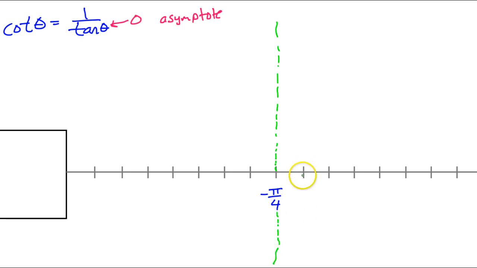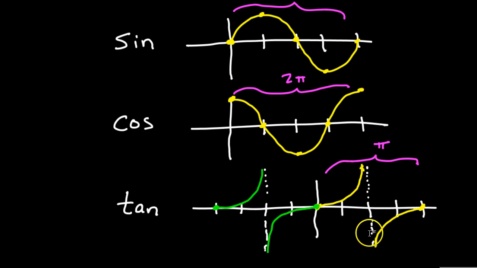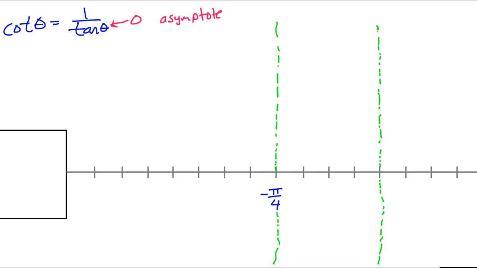Okay, and if I count over 4 spaces, 1, 2, 3, 4, this should be an asymptote. So everywhere that the tangent function had an intercept, the cotangent function has an asymptote. Okay? Now, on the tangent function, right in the middle, there used to be an asymptote. So guess what? For the cotangent function right in the middle, that's where you're going to have an intercept. So everything is reversed. Alright?